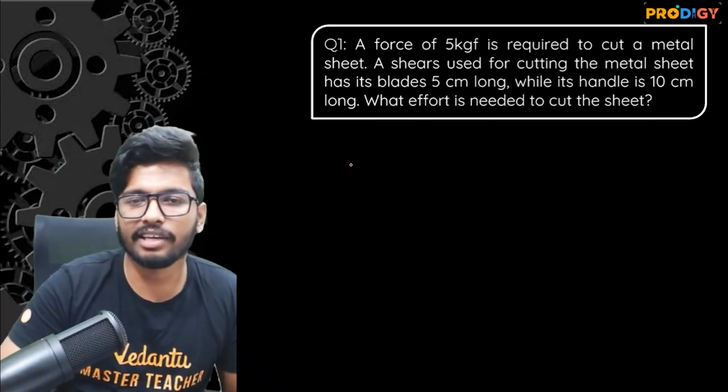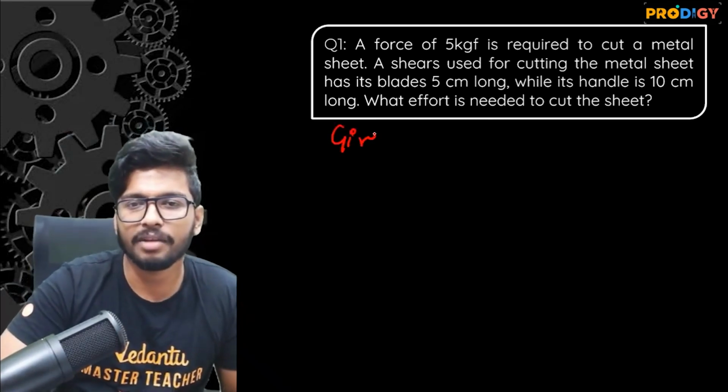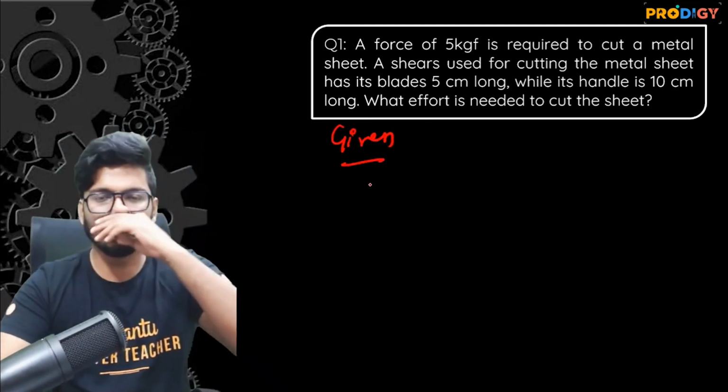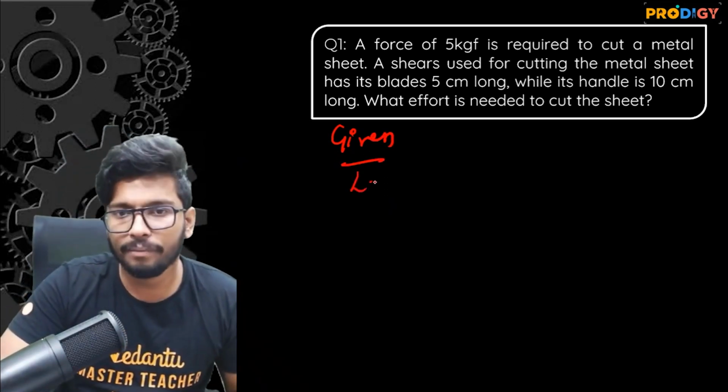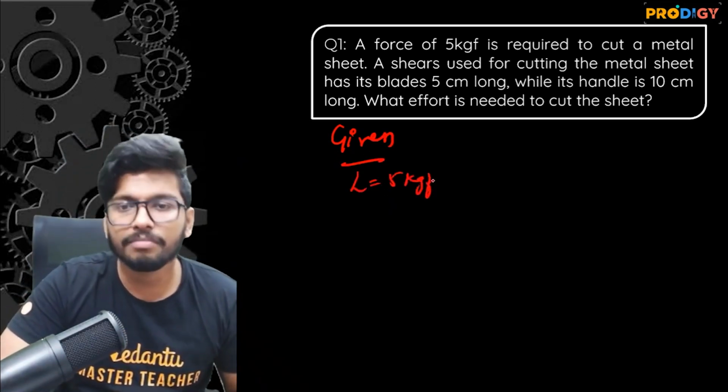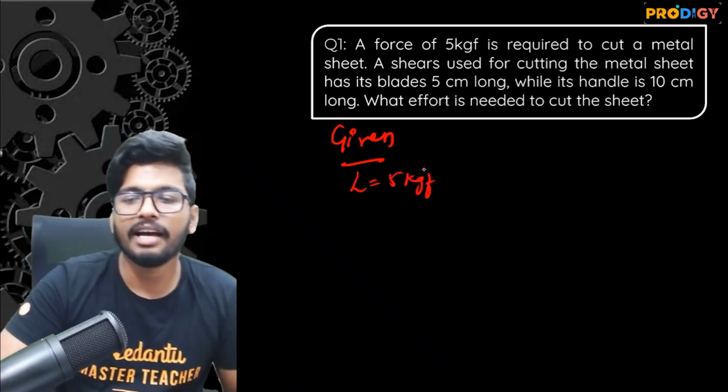First of all, guys, write down the given data. What is given to you guys? A force of 5 kg is required to cut a metal sheet. So that is my load, because that is how much you need. So 5 kg is my load.